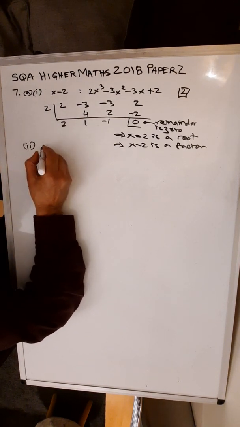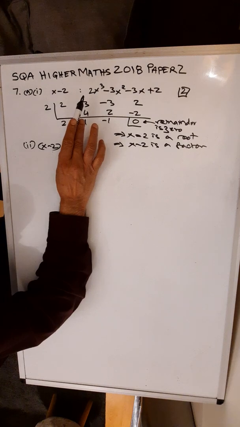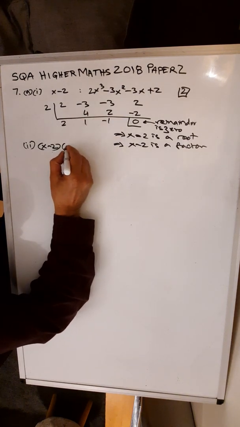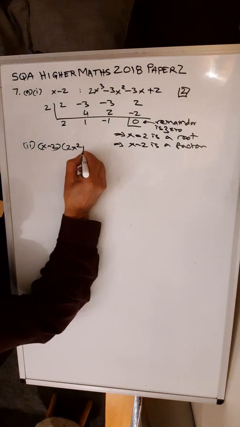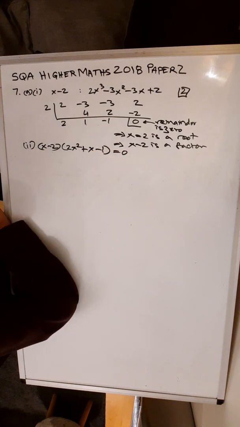So you've got your factor there, x minus 2. These are the coefficients of the quadratic now, because you divided by x minus 2, so the cubic has now become a quadratic. You got 2x squared plus x minus 1 equals 0.